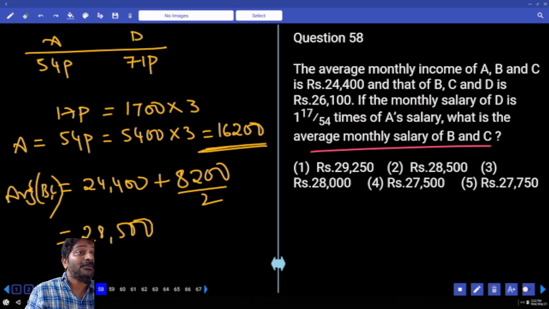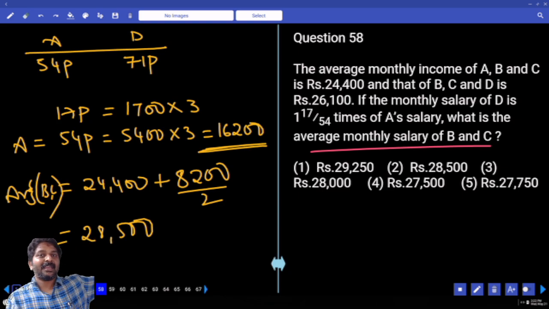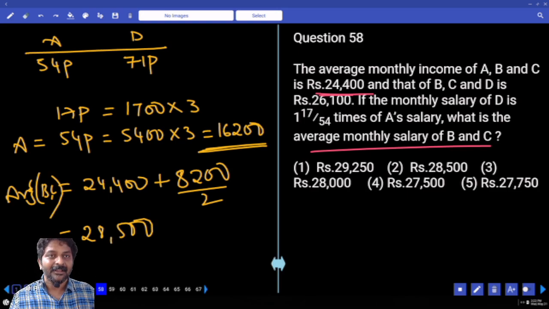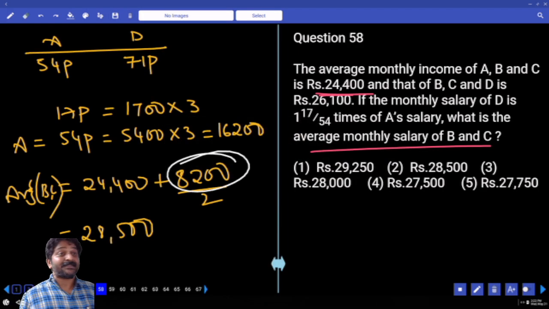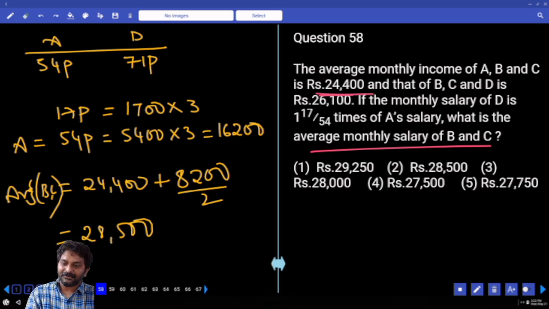What do we do? BC. What do we do? We'll share, right? So A is going out with 16,200, but whereas he has 24,400. How much is the difference in the sense? 8,200. Understood? That 8,200 must be distributed among BC, right? Divided by 2. 4,100 added to 24,400, 28,500.